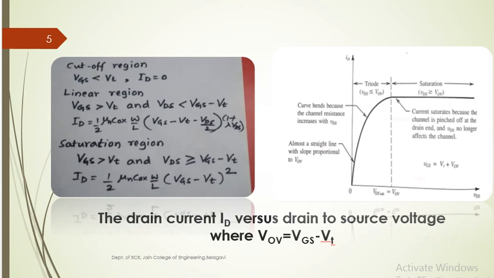Triode and ohmic means it acts as a resistor, that is, voltage is proportional to current, or current ID depends on the voltage. Ohmic means it follows Ohm's law. Again it is the same, voltage proportional to current.